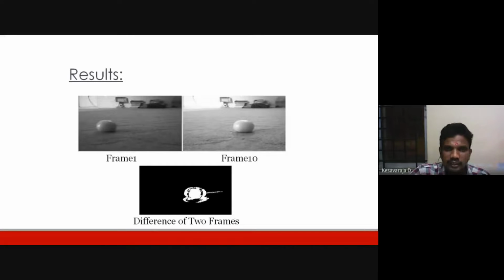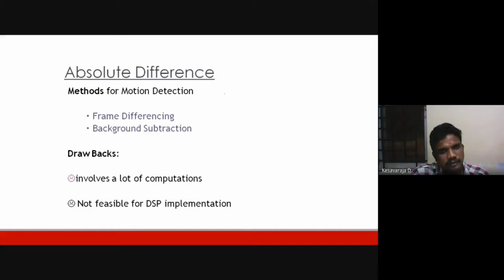So frame 1 and frame 2, frame 1 and frame 10. The difference between frame 1 and frame 10 represents the object in a clear way. So it is called frame differencing or background subtraction, or otherwise absolute difference, absolute key frame difference, because frame 1 and frame 10 are key frames. This basic methodology, called frame differencing as well as background subtraction, plays a vital role in detecting objects.